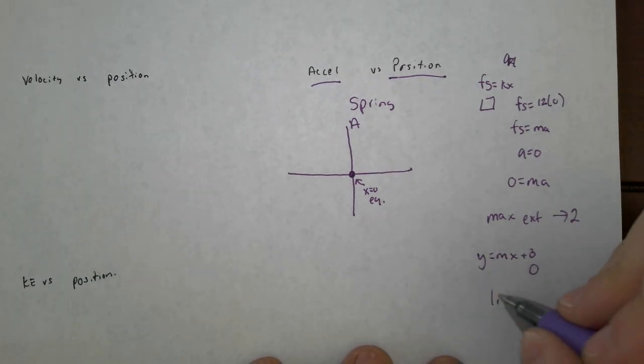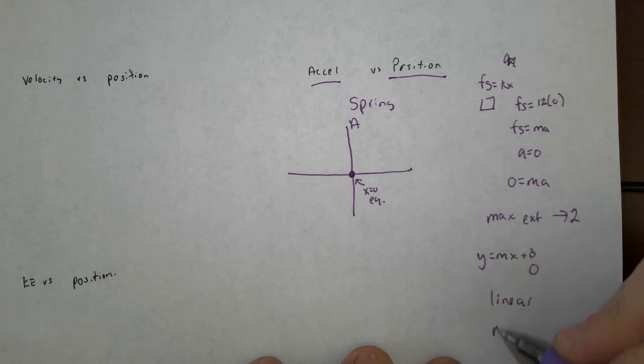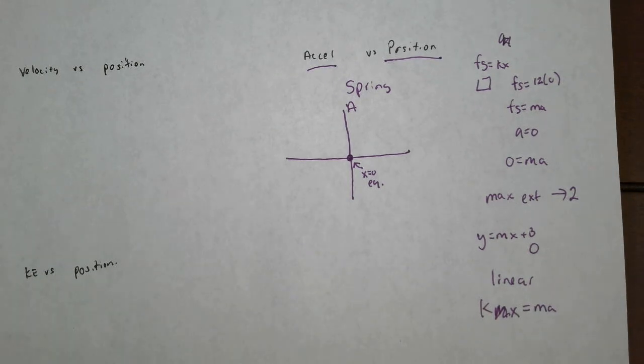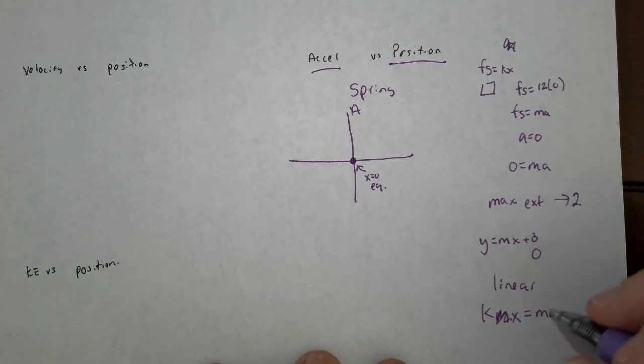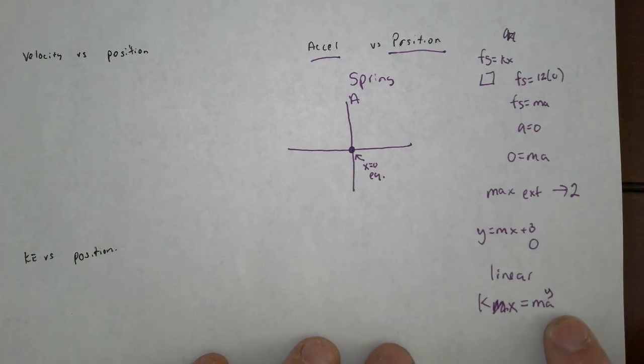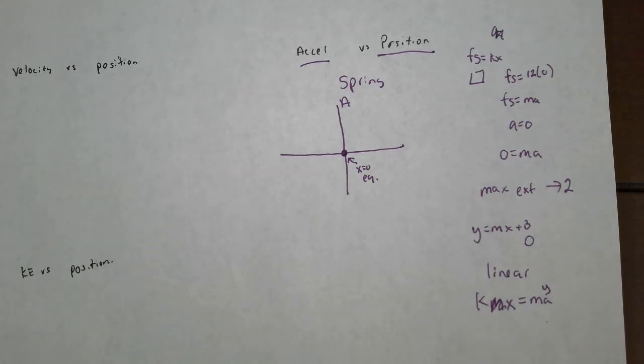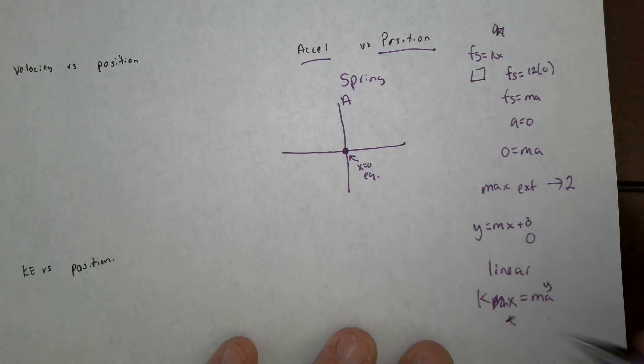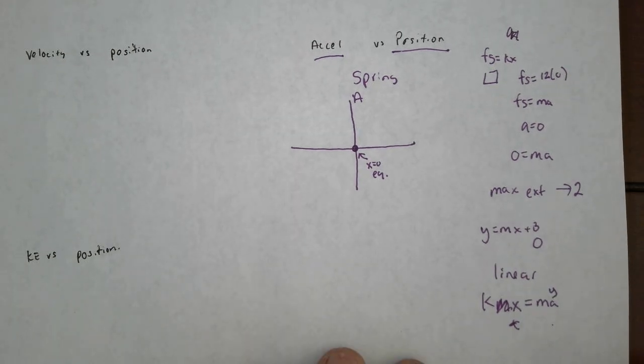So this is going to be linear. mx or kx is equal to ma. So it's a linear equation, and your y value is the acceleration. The k value and the m are just the slope, and then the x is the x value. So this is going to be a linear graph.